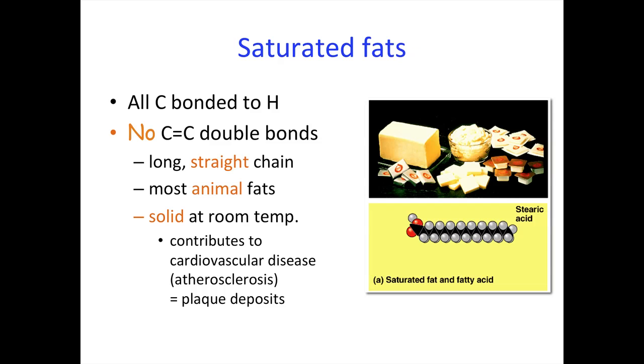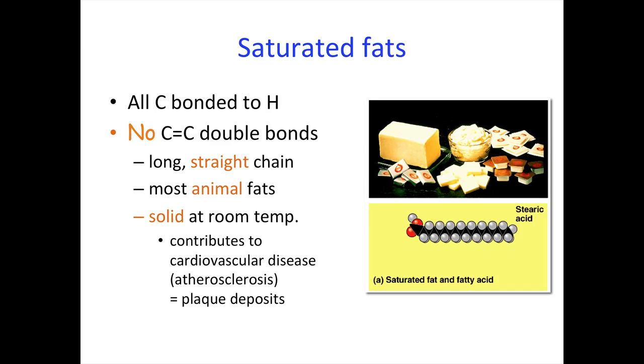So in saturated fats, all the carbons are bonded to hydrogen, and there are no double bonds present. If you remember your chemistry, you know that carbon is a tetravalent atom, meaning that it will have a maximum of 4 single bonds. And what we are saying is that in saturated fat, each carbon has 4 single bonds. There are no double bonds present. And saturated fats are long straight chains.